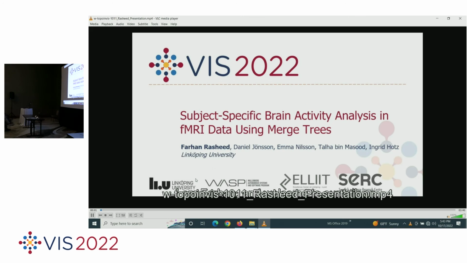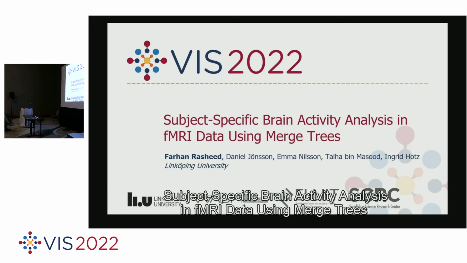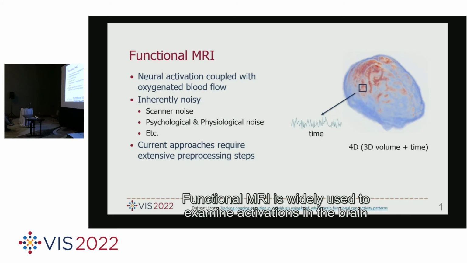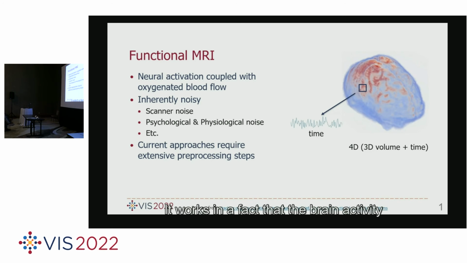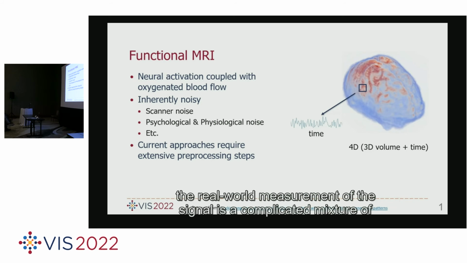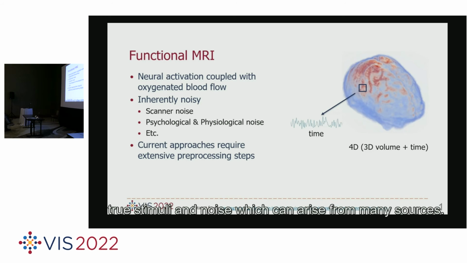I am Farhan, and welcome to our talk on subject-specific brain activity analysis in fMRI data using merge trees. Functional MRI is widely used to examine activations in the brain. It works in effect that the brain activity is coupled with changes related to the cerebral blood flow. However, analyzing fMRI data is challenging because the real-world measurement of the signal is a complicated mixture of true stimuli and noise which can arise from many sources.